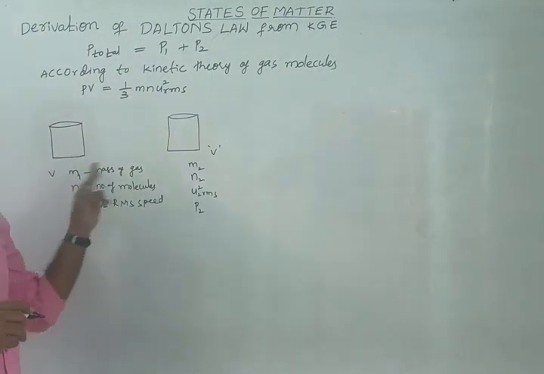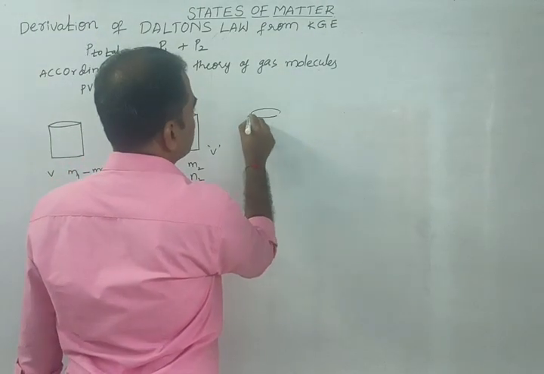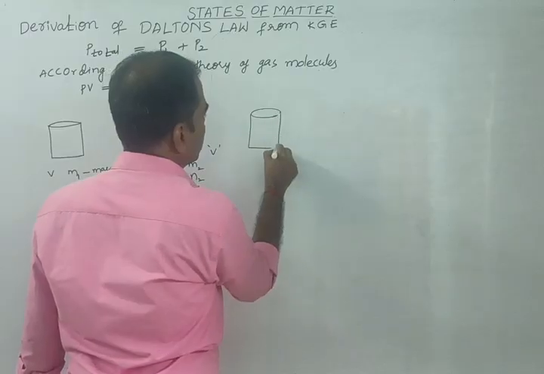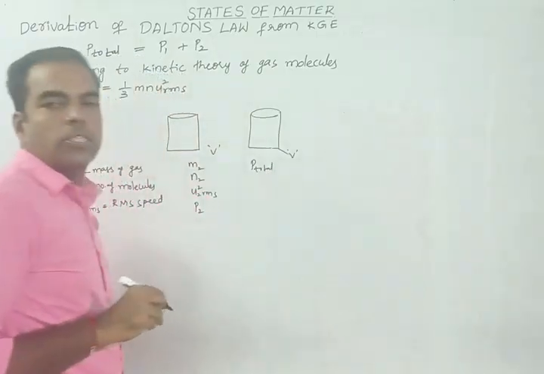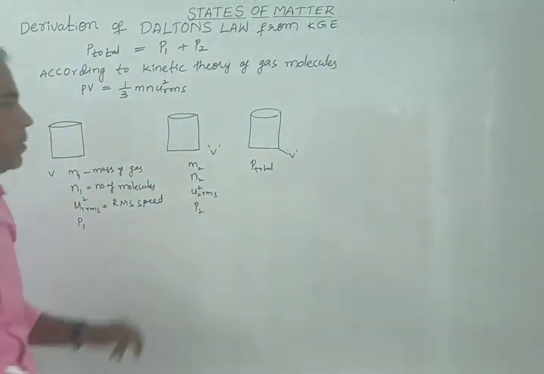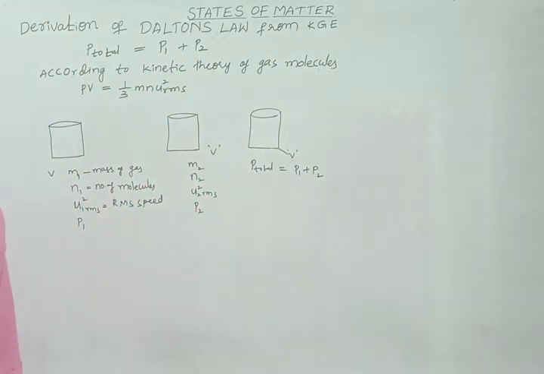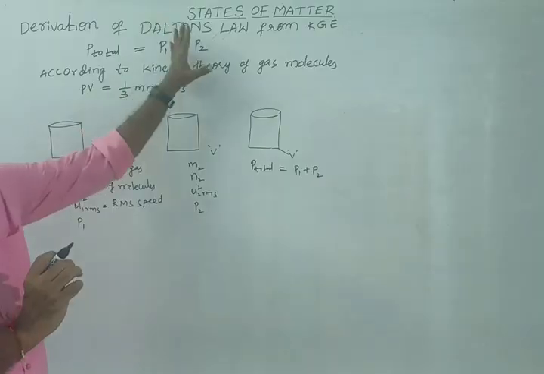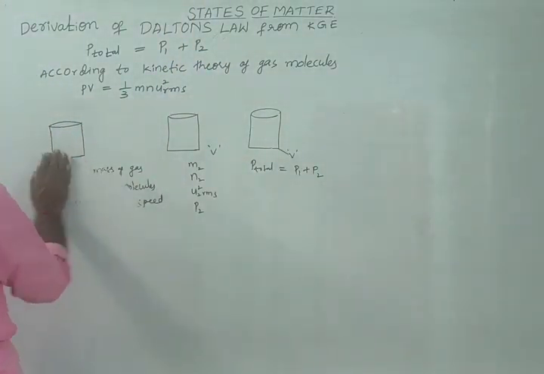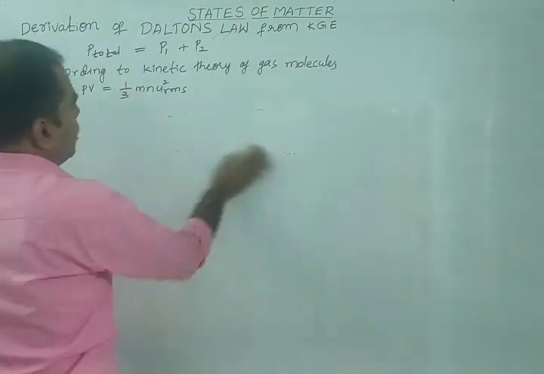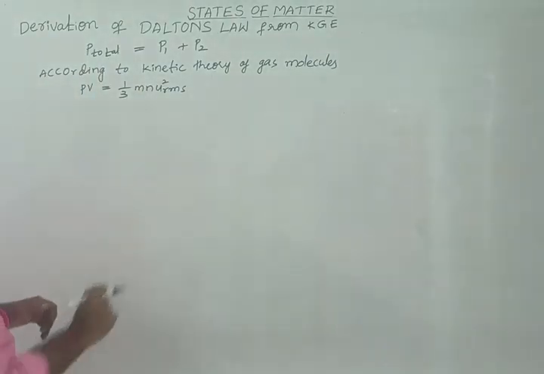Now, by mixing these two gases in the same container whose volume is V, the total pressure should be equal to P1 plus P2. P total equals P1 plus P2, where P1 and P2 are the partial pressures. This is known as Dalton's law of partial pressure. Now let us see how we can derive Dalton's law of partial pressure from the kinetic gas equation.